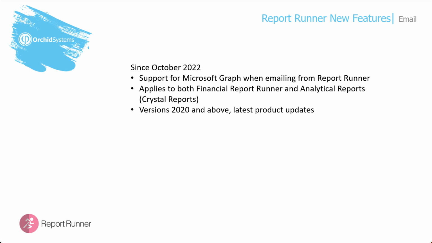It is available in Sage 300 versions 2020 and above in the latest product updates, and is consistent with how Sage Company Profile works. It also applies to emailing using Process Scheduler. You can also use app password if multi-factor authentication is enabled for a user, but this still requires basic authentication to be enabled in your Office 365 settings. And details on how to set that up is available in the online help for Report Runner and all other Orchid modules that email. So we won't look at that in detail today.